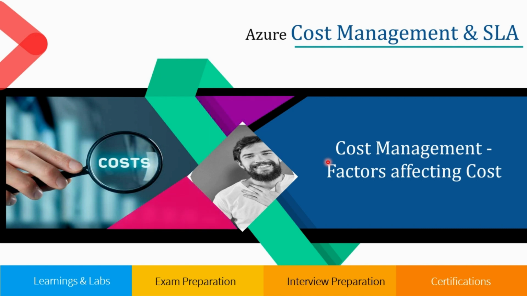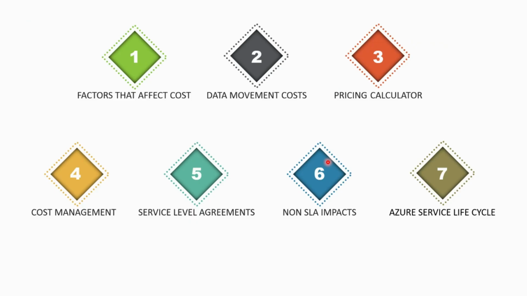There are 7 subsections under cost management. Let's see them one by one. Number 1: first, we are going to see what the factors are that affect the cost of an Azure subscription. We are also going to see how to reduce your monthly cost by analyzing various factors and the ways to reduce the cost.